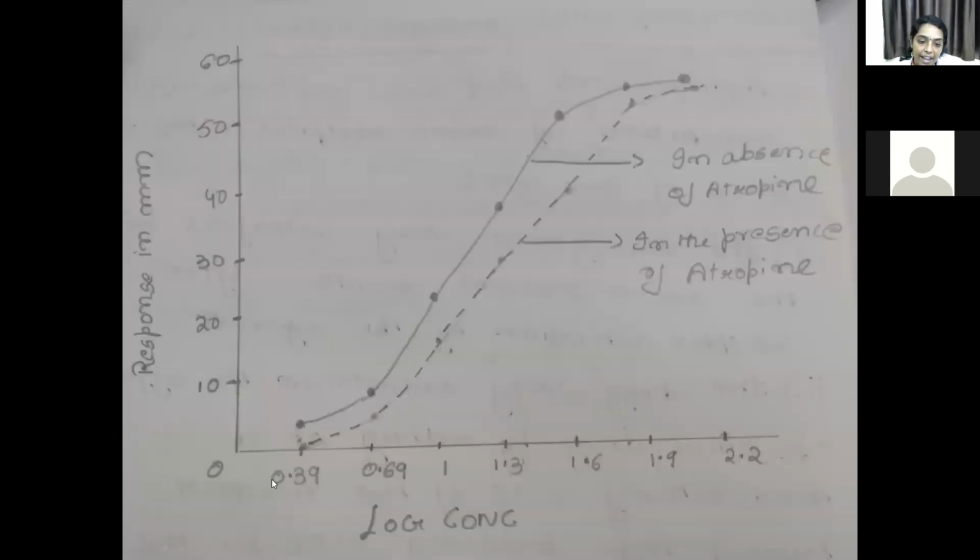See, these particular values, don't be confused about what these values are. These values, 0.39 and 0.69, are the log values of the concentrations which we have calculated. 0.05 ml of stock solution has 2.5 microgram of ACH, so the log value of 2.5 microgram will be 0.39. The log value for the next dose will be 0.69. The next dose will be 1, and so on.